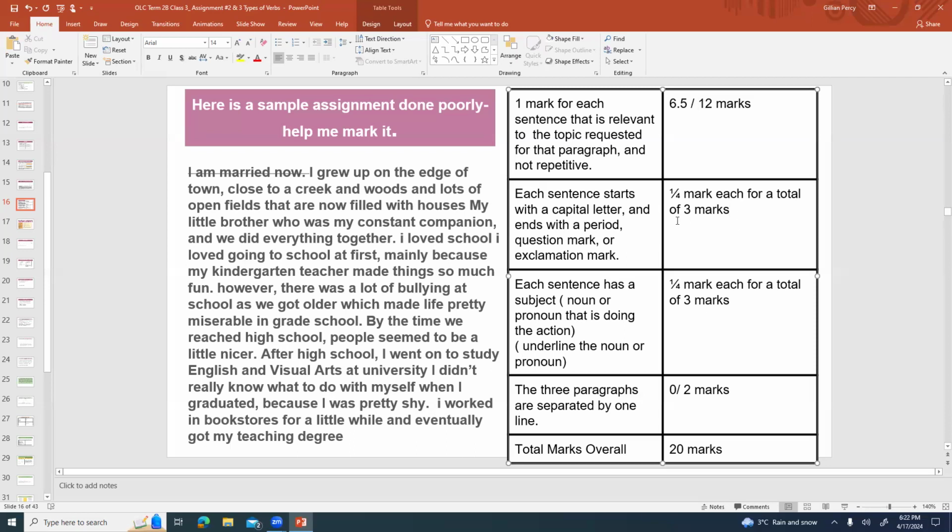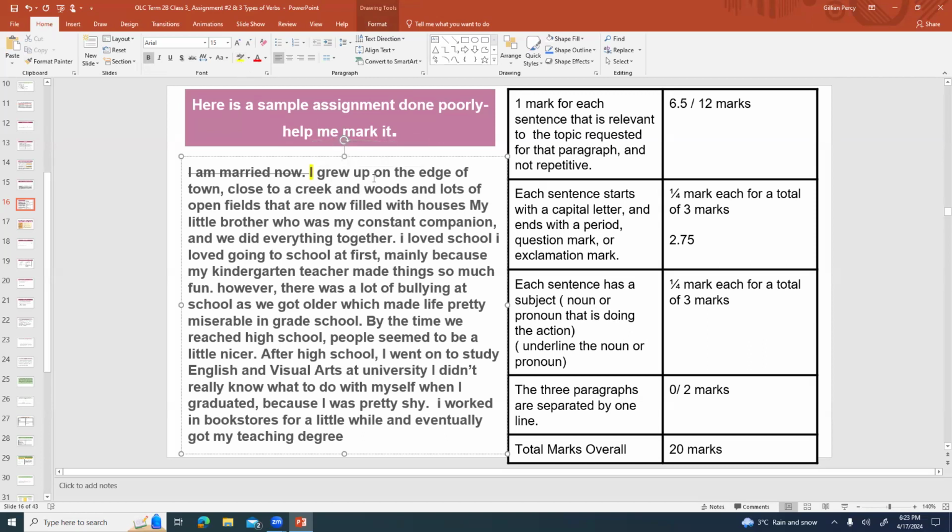5.5 divided by 2, 2.5. My math is terrible here. 2.75. I feel like I'm going to have to look that over again. That's why I simplified it, I think. Quarter mark each for a total. I should have underlined the noun or pronoun. I didn't. I'm going to do it right now. You know what? I'm going to highlight it just so it's easy to see.